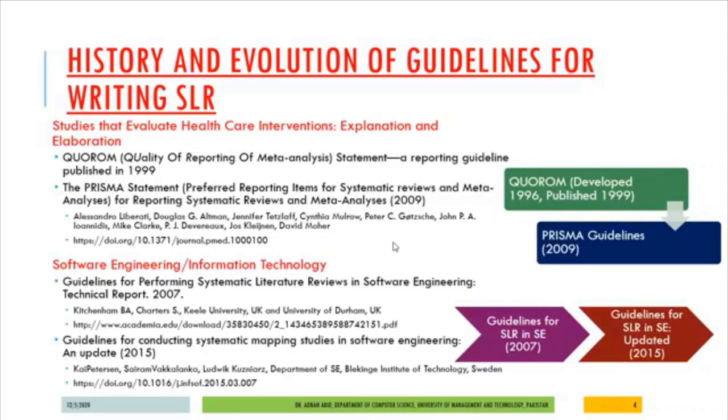So people started to write survey articles, and then slowly, gradually, they thought that there should be some good guidelines about writing survey articles. In medical sciences, there are two important milestones in providing and refining the guidelines for writing survey articles or structured literature reviews. QUORUM was the first one, which they started to develop in 1996, and in the end they published their findings in 1999. QUORUM is an acronym of Quality of Reporting of Meta-Analysis.